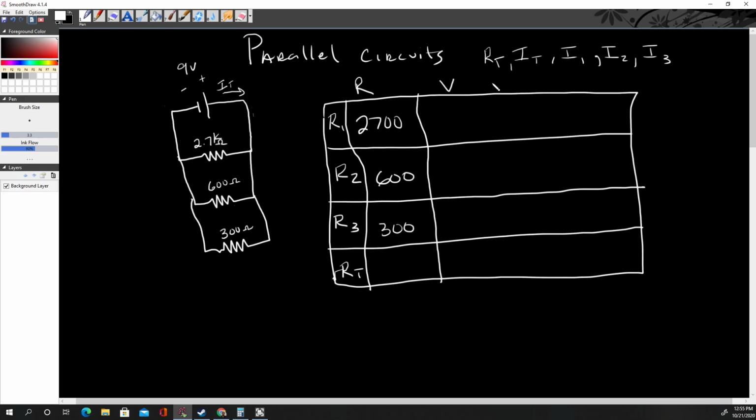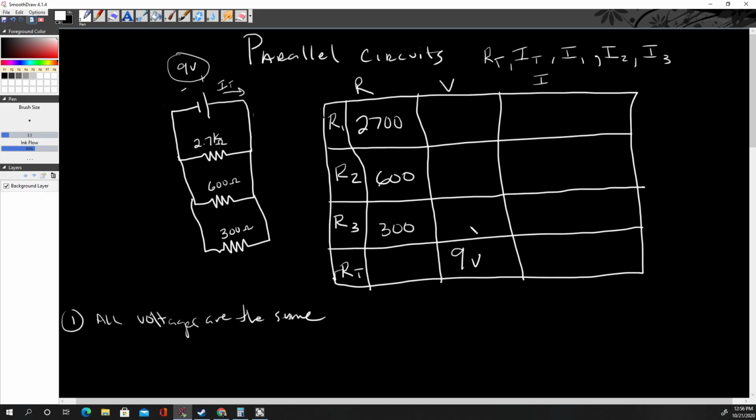Then here, let's do voltage, and then we'll do current on this last one. So, the one thing we do know is the total voltage right here. The total voltage on this power source is 9 volts. So this is our total column. I put RT, but just total resistance, total voltage, total current. Now, the cool thing about this is rule number 1 is that all voltages are the same. So immediately, once you know the main voltage, they're all 9 volts. That makes it very easy.